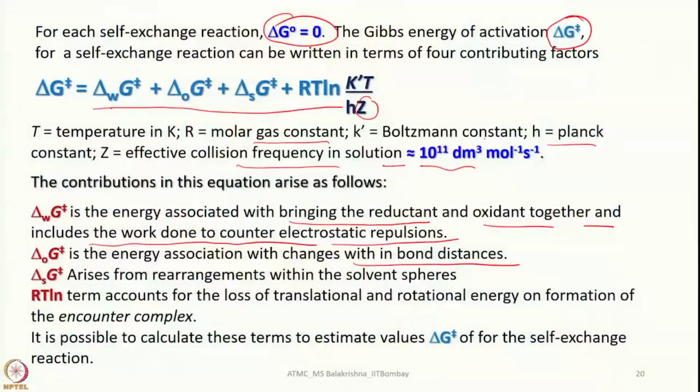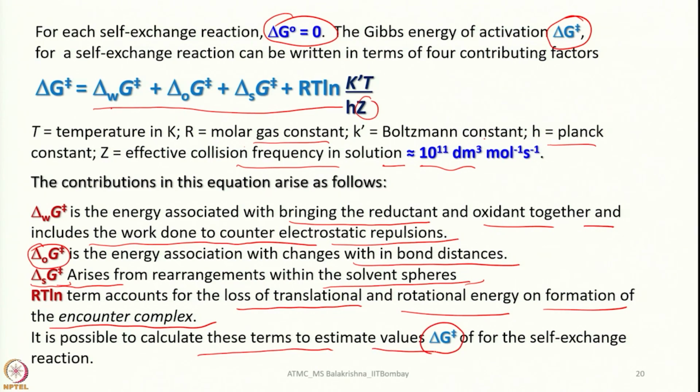So, the work done to bring the bonds to optimum bond parameters is represented by this term, and then ΔS_G‡ arises from rearrangement within solvent spheres. This refers to the solvent contribution in this process. The RT ln term accounts for the loss of translational and rotational energy on formation of the encounter complex, the energy lost during formation of the encounter complex where we have the optimum bond parameters. That is represented by RT ln. So it is possible to calculate these terms to estimate this for a self exchange reaction.